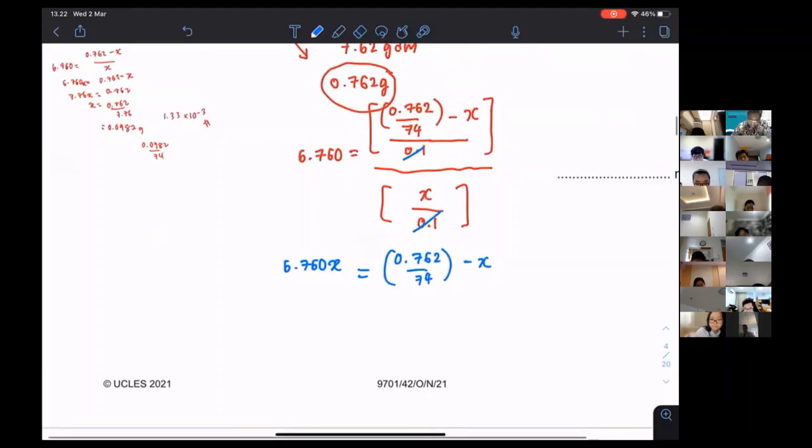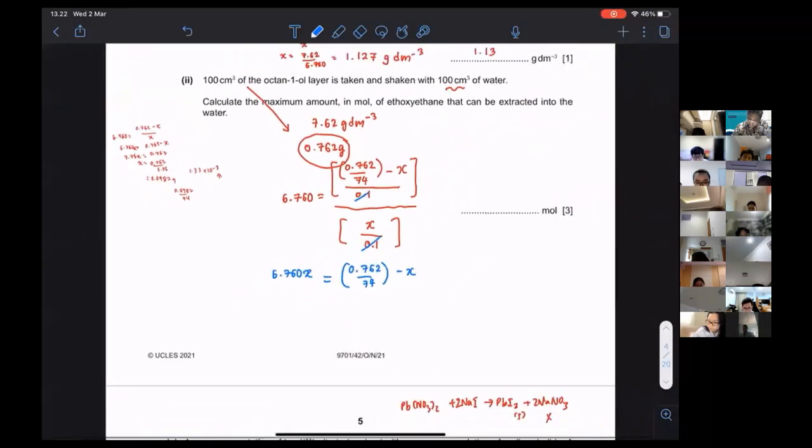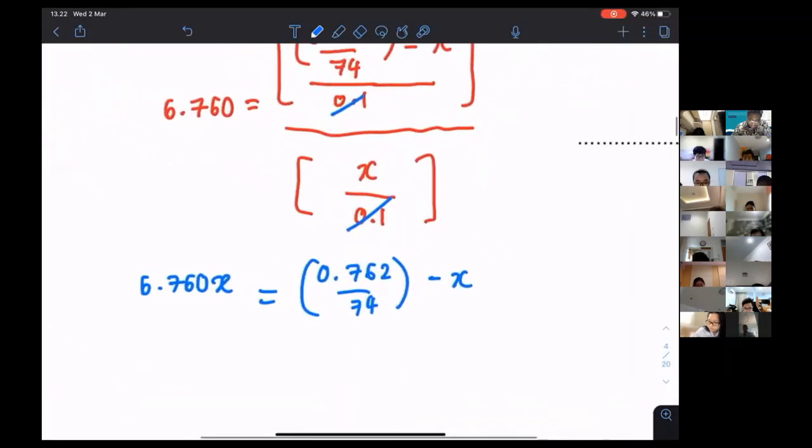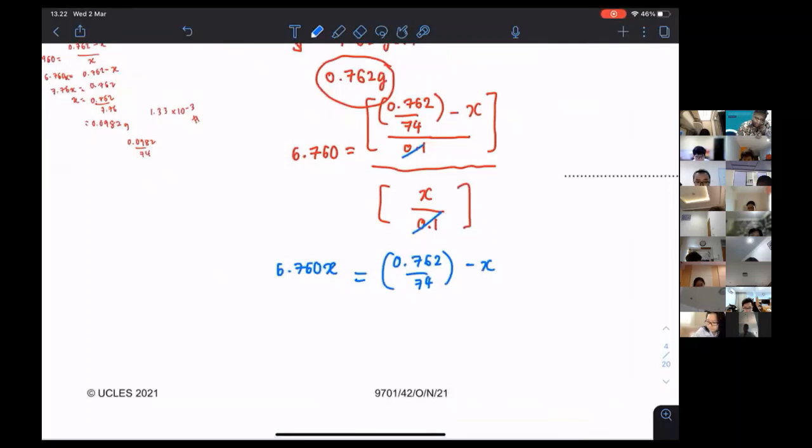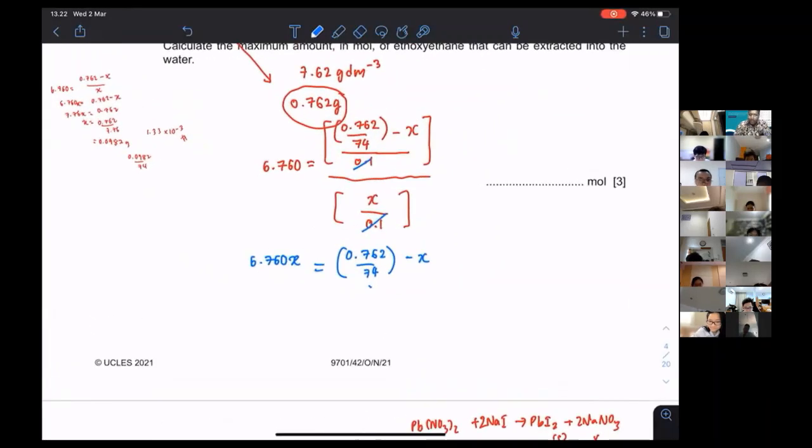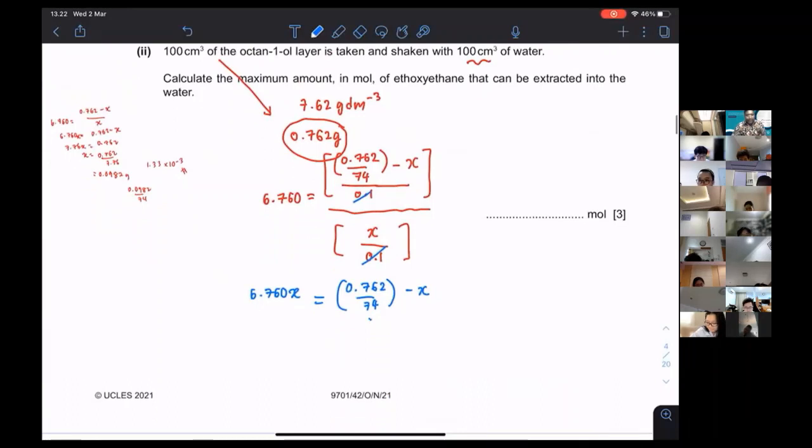So if you calculate this, 0.762 divided by, hold on. Can you guys calculate for me this? 0.762 divided by 74. I don't think I have that data. Yeah, just help me to calculate this. So if I bring this over here, you will get 7.760X.